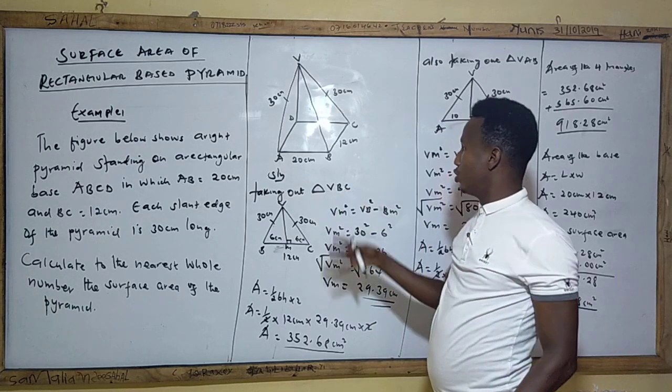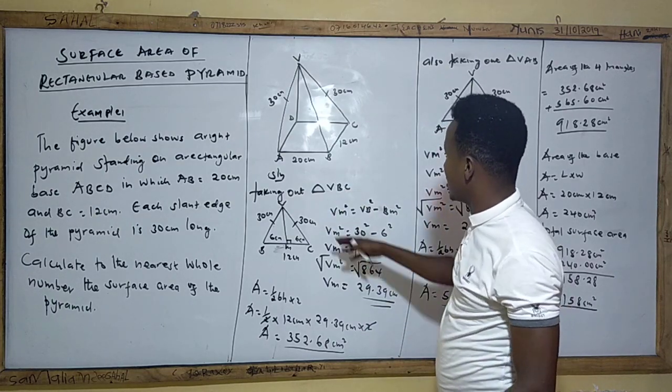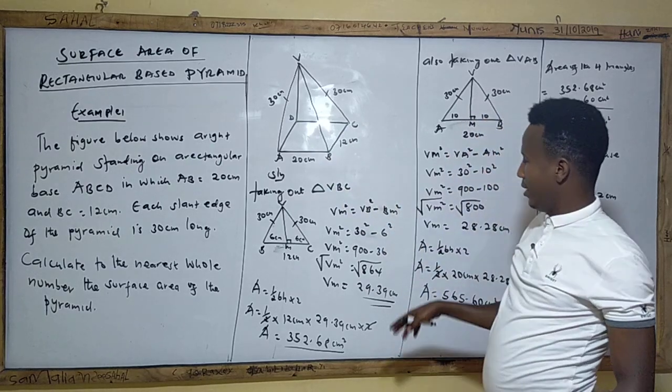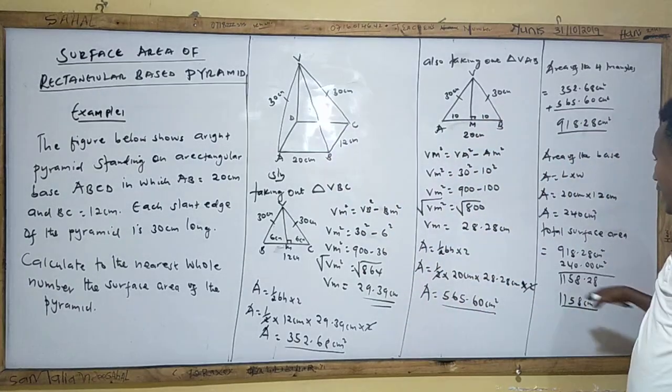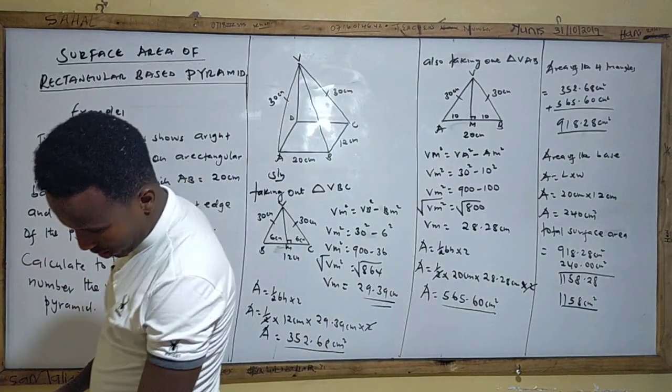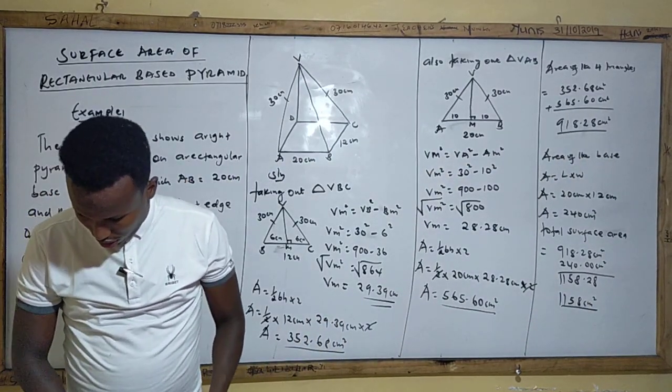You carry out your calculations based on the factual ground. Then you will also pick out this triangle called VAP. Do the same: get the total area of the four triangles, add the area of the base, and that is the final answer. That is the right procedure to follow.